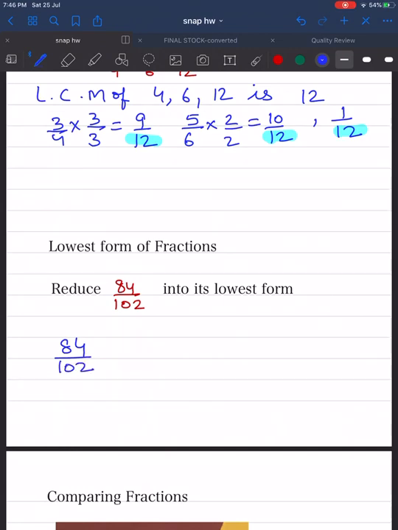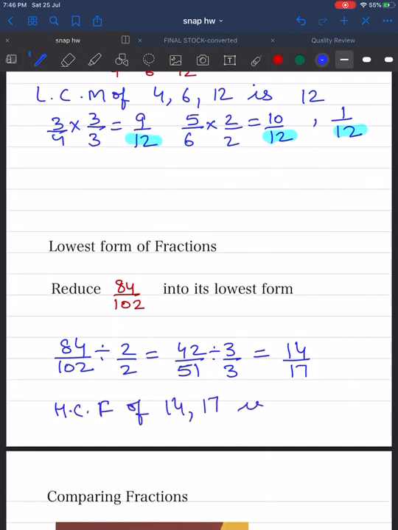So let's reduce 84 on 102 to its lowest form. First here we can see that factor 2 is common, so I will divide numerator and denominator by 2 and I get 42 upon 51. Now here both numerator and denominator are divisible by 3, so I divide them by 3 on 3. So I get here 14 on 17.